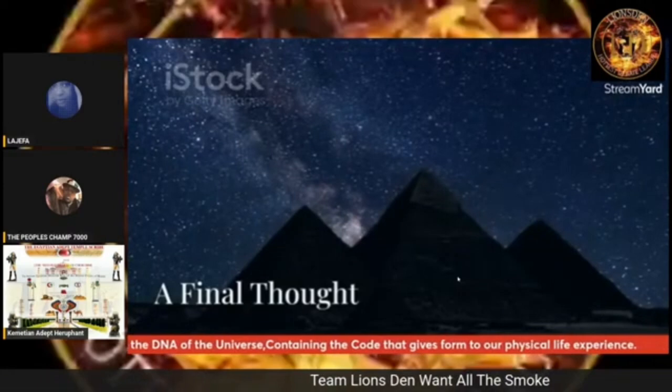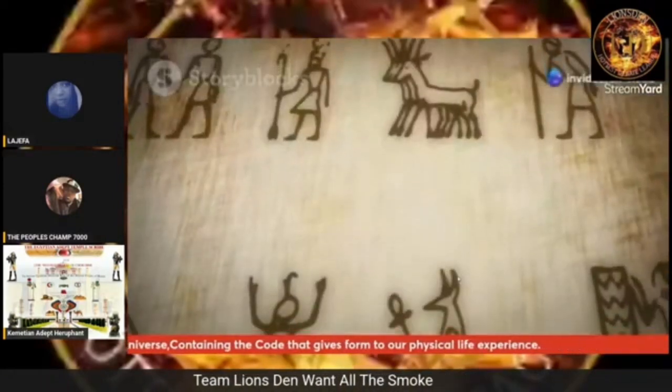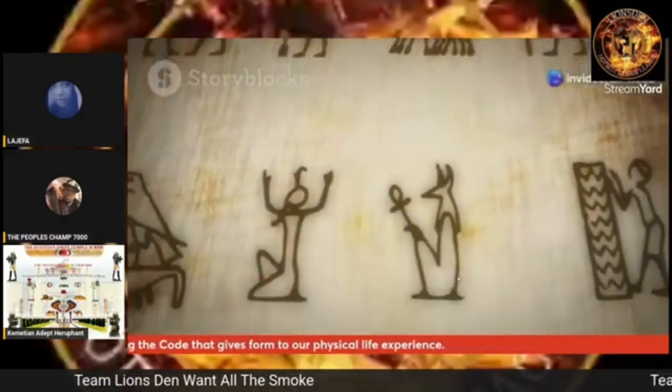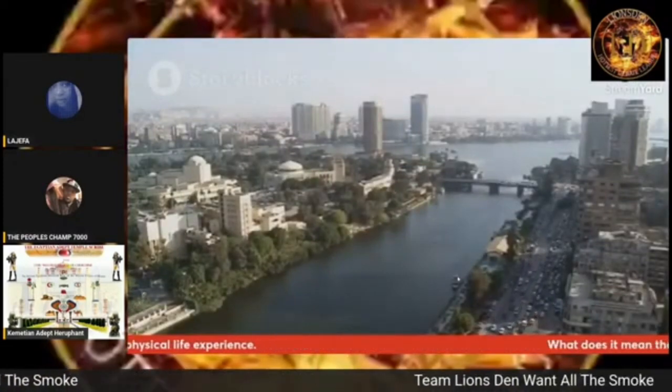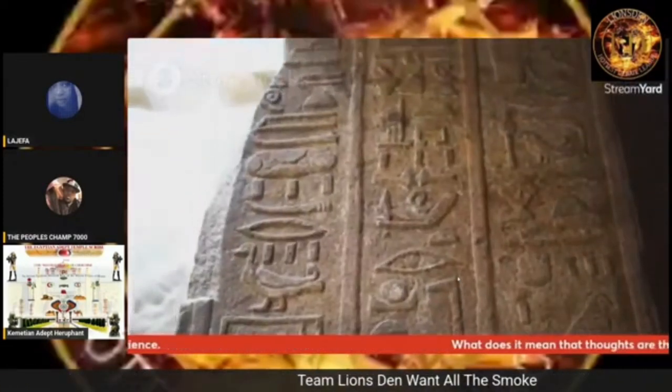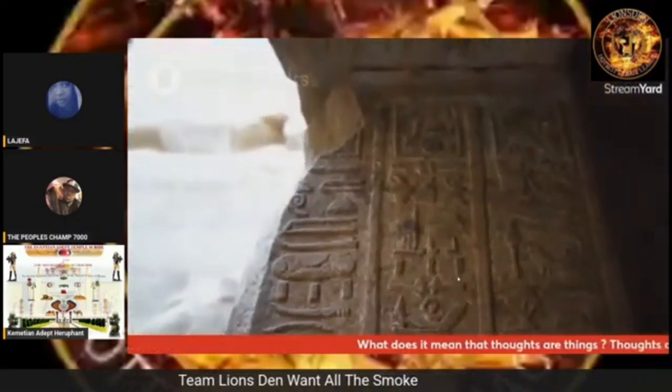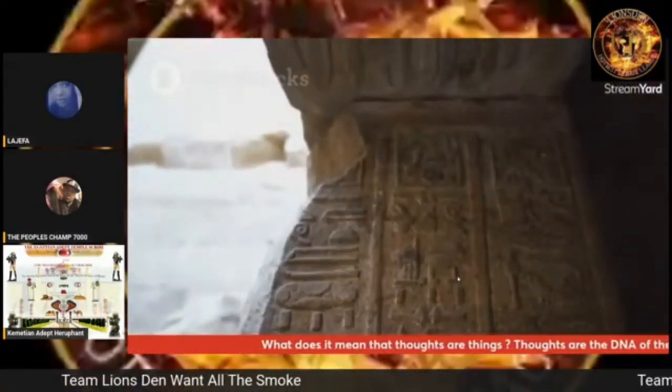Section 9, a final thought. As we delve deeper into the mysteries of ancient Egypt, one thing is certain. The civilization that flourished along the Nile River continues to captivate our imaginations. Their language, their culture, their very existence beckons us to understand.